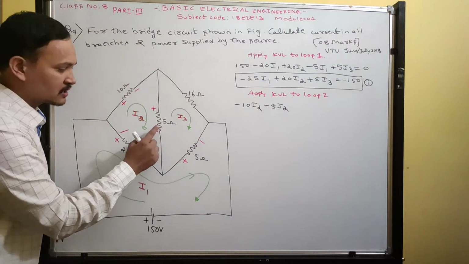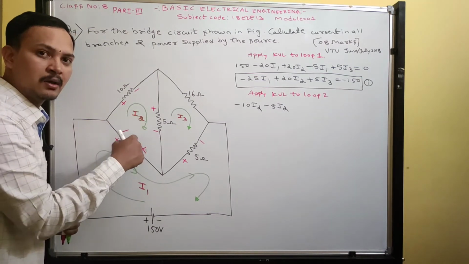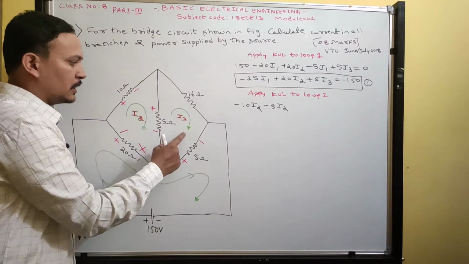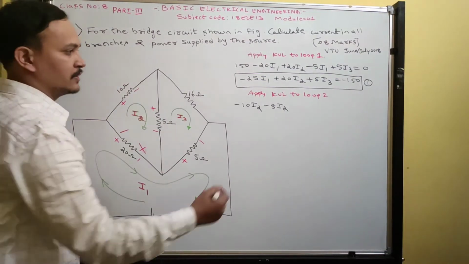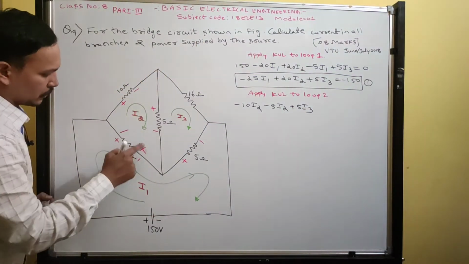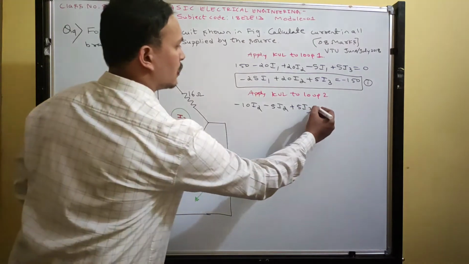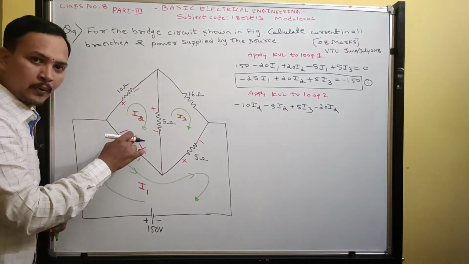Now this 5 ohm resistance lies between I2 and I3, two loops. But you are writing KVL for loop 2. For this polarity, for this direction, you should write. See, I3 is flowing from minus to plus, so rise. Plus 5 I3. Okay, now I2. Plus 2 minus drop. Minus 20 I2. You write first for that loop only.